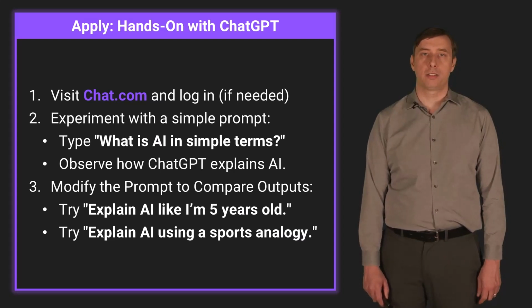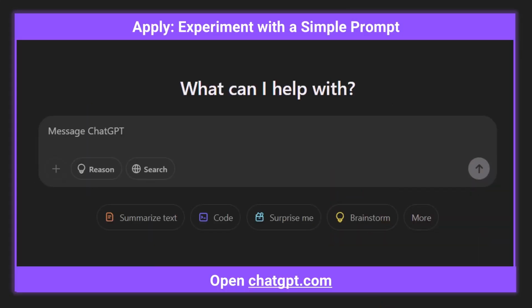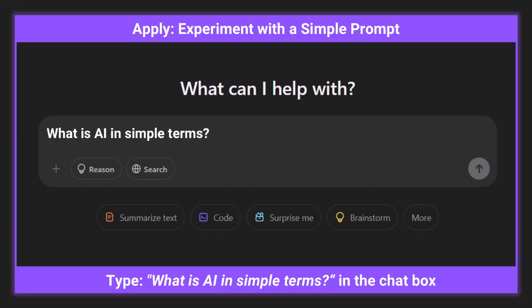Let's get started. First, please visit the website chat.com or the relevant ChatGPT interface and log in. If you don't have an account yet, go ahead and sign up. It's free to get started. Once you're logged in, type in the simple prompt, "What is AI in simple terms?" Press enter to see ChatGPT's response.